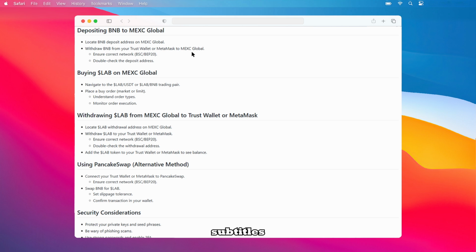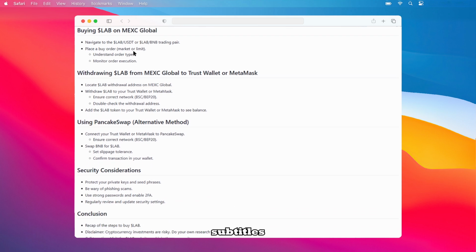Right, let's walk through buying $LAB, the Lab Terminal token, on MEXC Global. First, you'll need to navigate to the trading pair for $LAB, which will either be $LAB paired with USDT or $LAB paired with BNB. Once you're on the correct trading page, you'll place your buy order. You can choose between a market order, which executes immediately at the best available price, or a limit order, where you set a specific price you're willing to buy at. It's important to understand the different order types before placing your trade. Finally, once your order is placed, keep an eye on it to monitor its execution, especially if you've used a limit order.